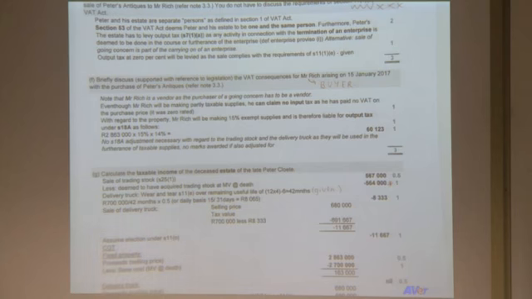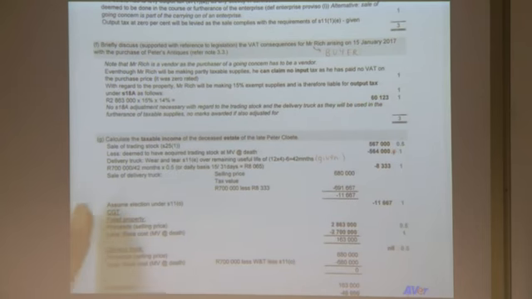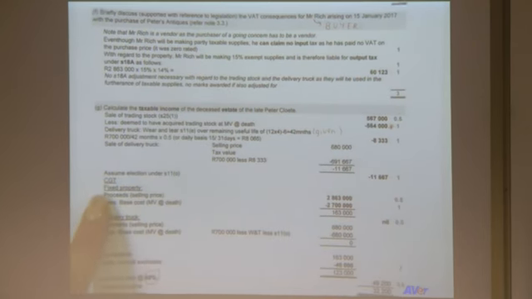Okay, are you guys all fine with question 2F? Okay, question 2G was calculate the taxable income of the deceased estates of the late Peter. Okay.